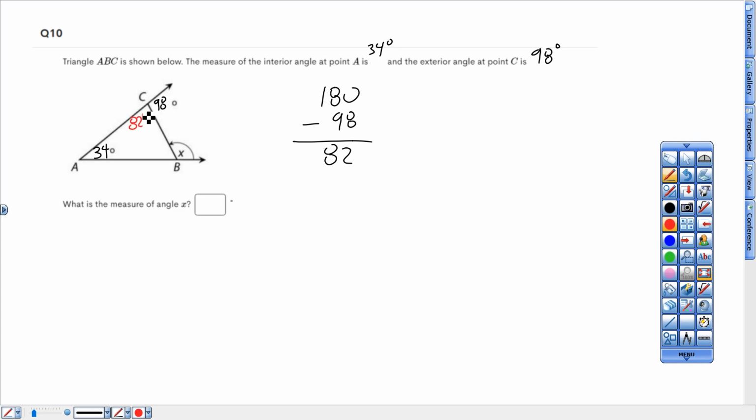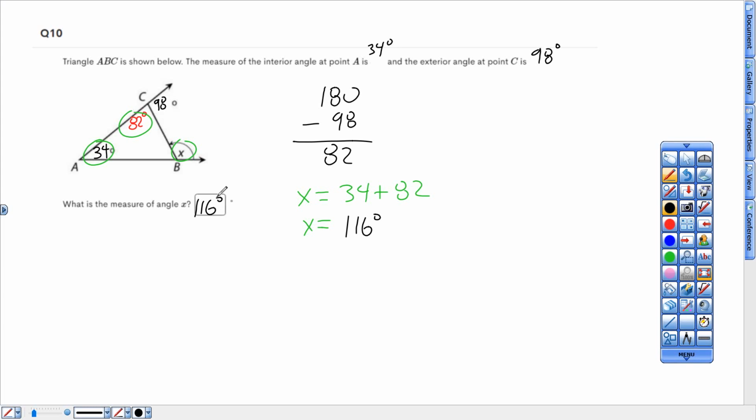And now to solve for that X angle on the outside, I add these two up. X is equal to the two inside angles. That exterior angle is equal to those two inside angles added up. So 82 plus 34 is going to give me 116. That's where I put that right here. Angle X is 116 degrees.